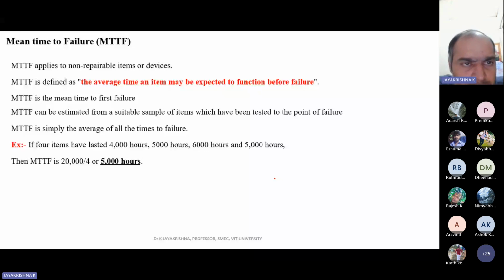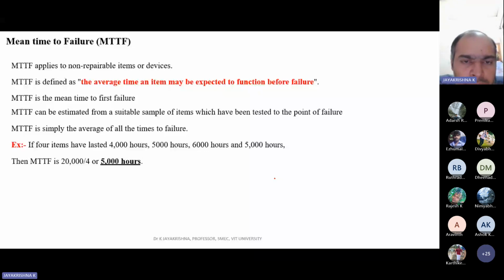For non-repairable items, how many times can the failure happen? One time, sir. Only one time. Very good. So the failure can happen only once. So MTTF is defined as the average time an item may be expected to function before failure.